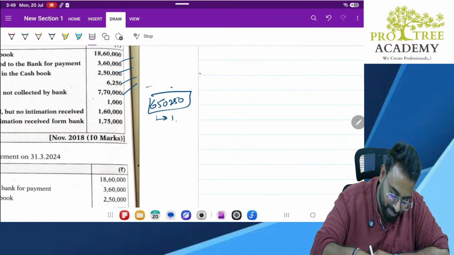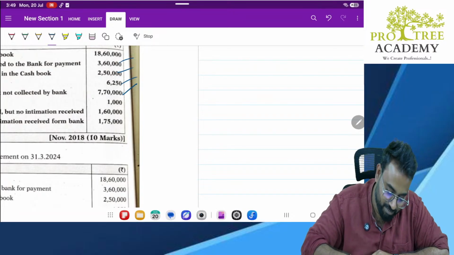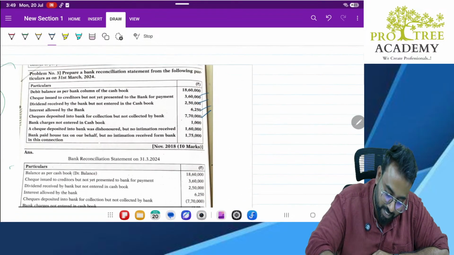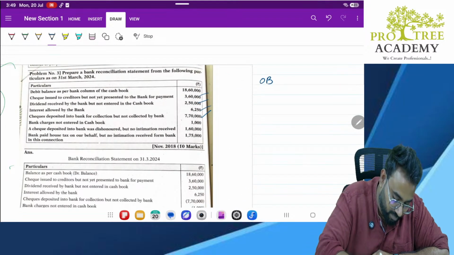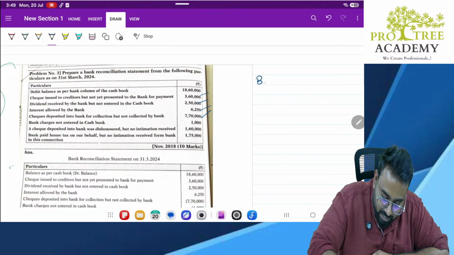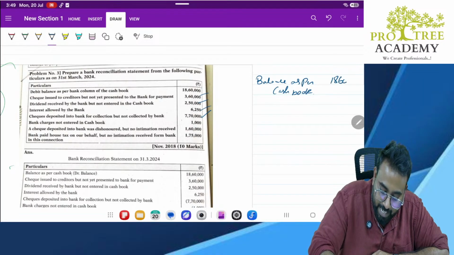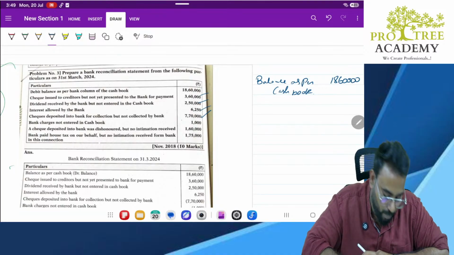Correct or no? Huh. Sir, let's start. Balance as per cash book. Correct, sir. How much? 18 lakh 60,000.